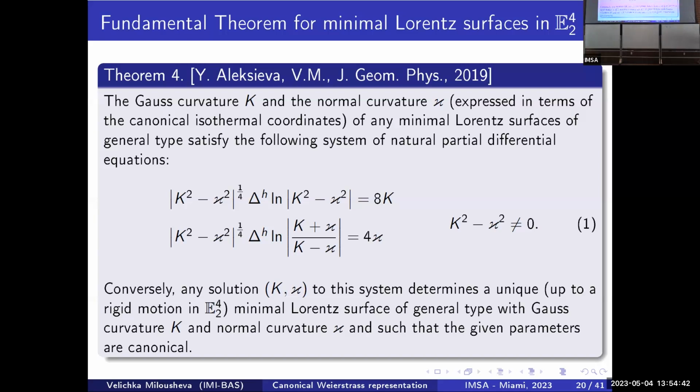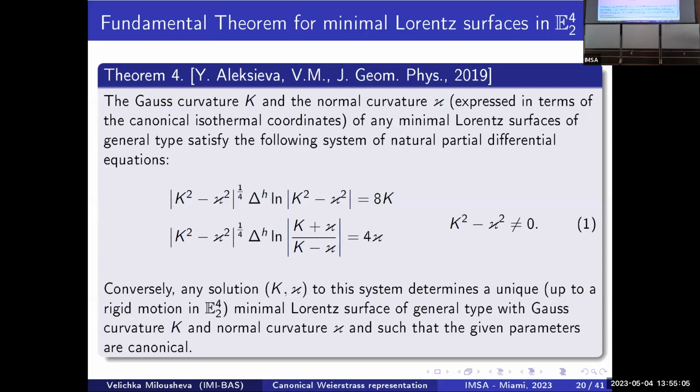And now, it is interesting to answer the other question. How can we find explicit solutions to this system of two partial differential equations? And to find the explicit solutions, we use the Weierstrass type representation formulas.